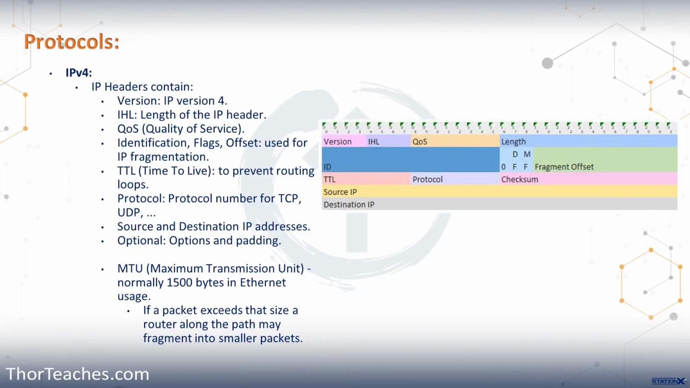And then finally, we have MTU, Maximum Transmission Unit. It is normally 1500 bytes for Ethernet usage, and if a packet is bigger than that, then the router might choose to break it into smaller fragments so that one packet doesn't exceed the size that it should be.